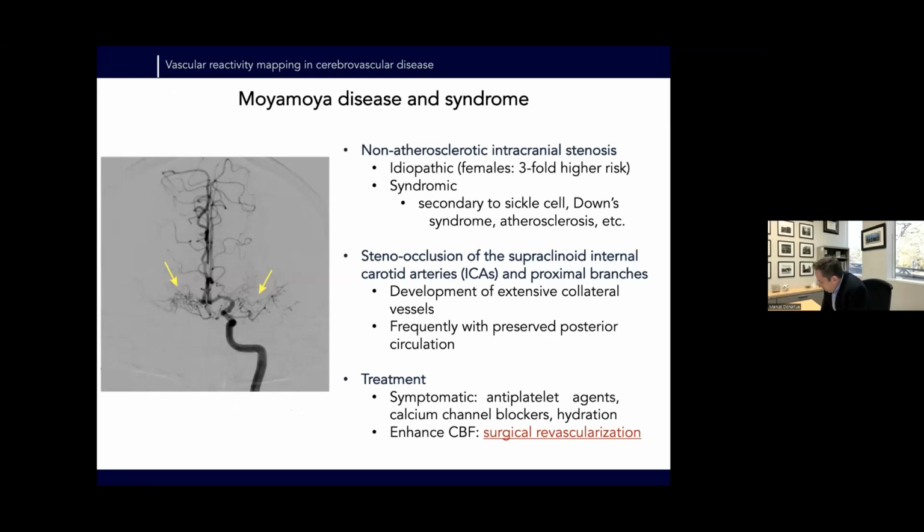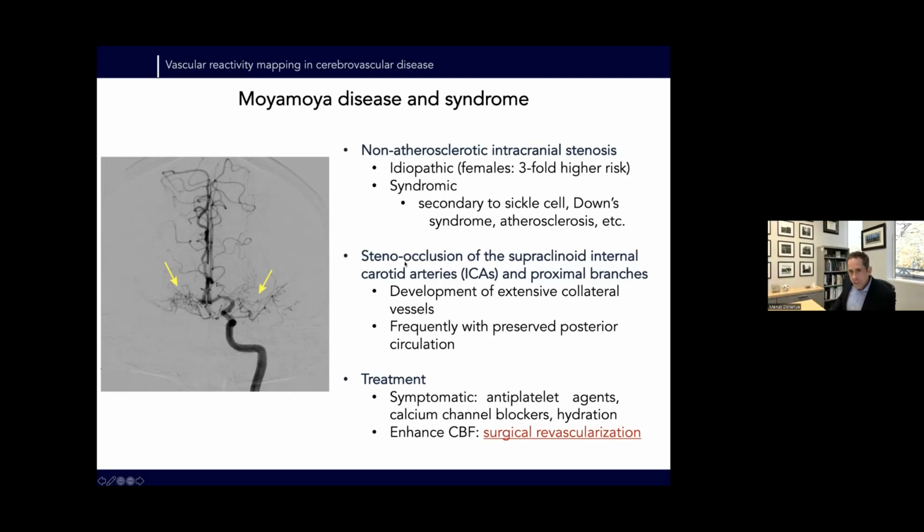I want to talk for the rest of the talk a little bit about some of the trials that we're doing in patients with Moyamoya disease. And if you're unfamiliar with this condition, this is a non-atherosclerotic intracranial stenosis. In many people, it's idiopathic, so that means it's not secondary to anything. You just develop it. It's most common in females, average age of about 41 years. You can also get it as a syndromic secondary condition to things like sickle cell, Down syndrome, and so forth.